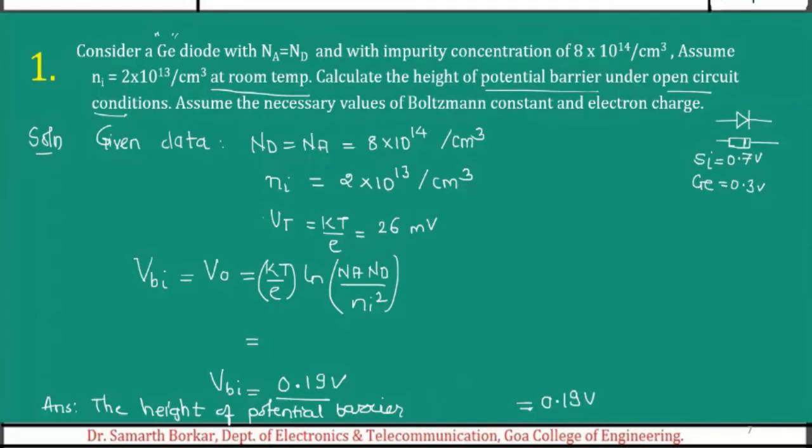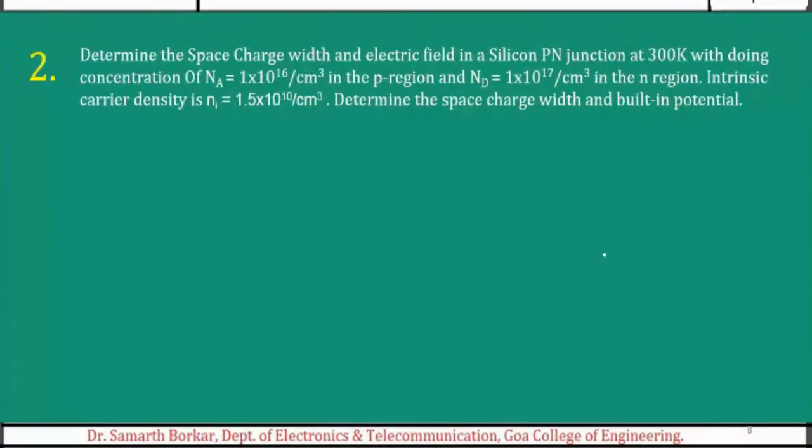I hope this is clear. Simple, straightforward problem. So VBI is typically 0.19. Theoretically, we assume it to be 0.3 volt. Fluctuations are always expected in electronic devices because of the size. Next problem.